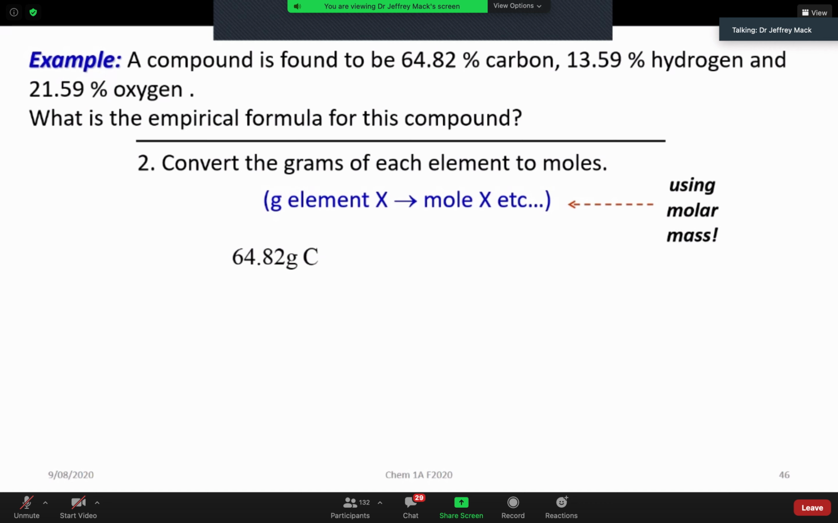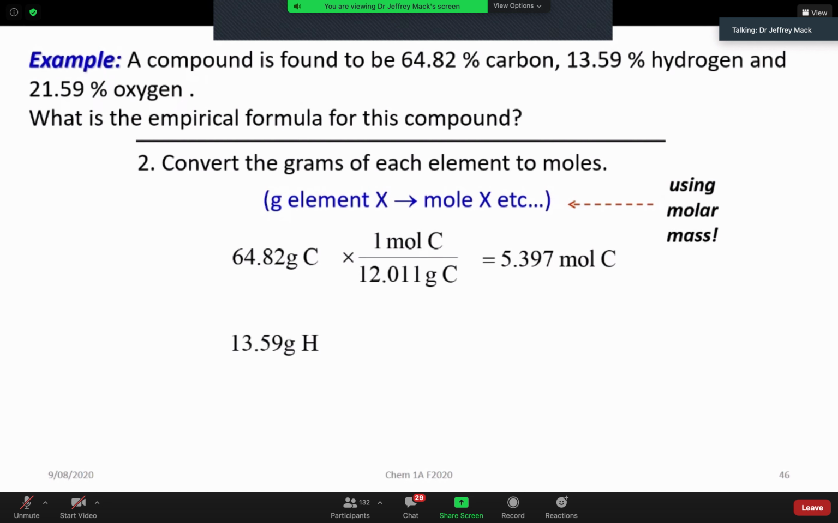So I got 64.82 grams of carbon. Remember, the percents equal the grams. I know that carbon has a molar mass of 12.011 grams per mole. So I take those grams and I convert them into moles. That means I end up with 5.397 moles of carbon, right? So that's how many moles of carbon correspond to 64.82 grams of carbon.